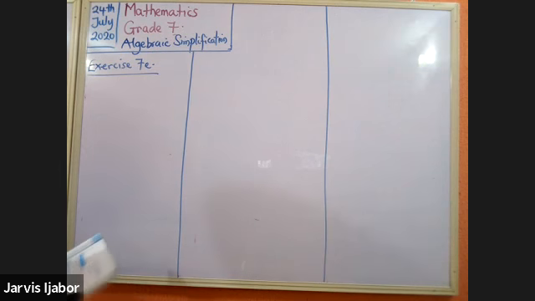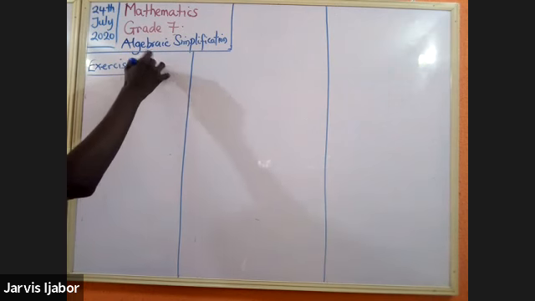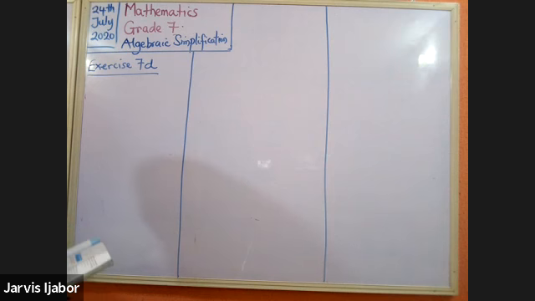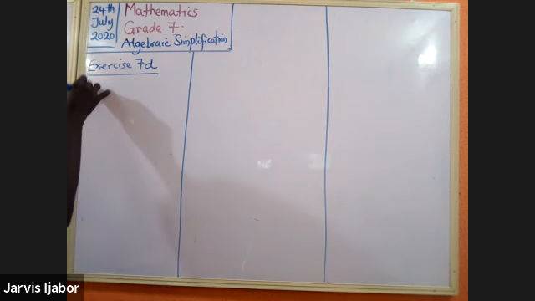Exercise 7, was that 7E or 7D? This ought to be 7D. Let's correct that, 7D rather. Now, number 1, it says what?